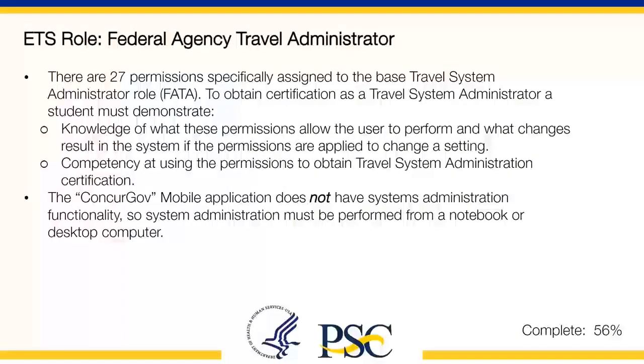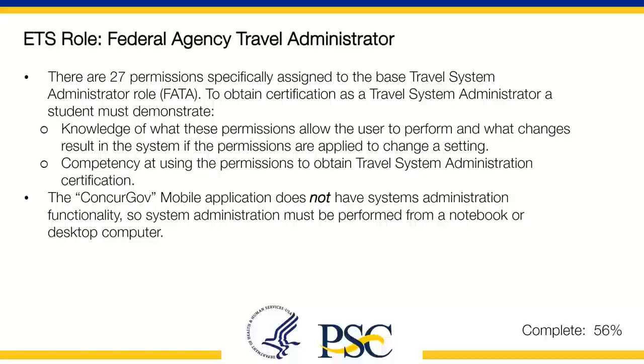There are 27 permissions specifically assigned to the Base Travel System Administrator role, FATA. To obtain certification as a travel system administrator, a student must demonstrate knowledge of what these permissions allow the user to perform and what changes result in the system if the permissions are applied to change a setting. Competency at using the permissions is needed to obtain travel system administration certification.